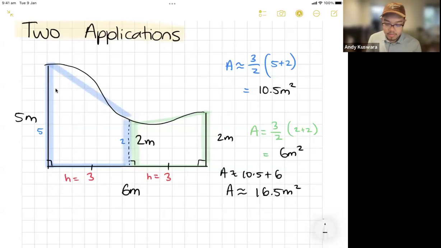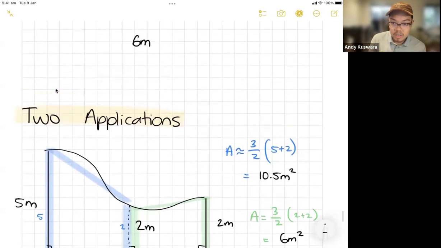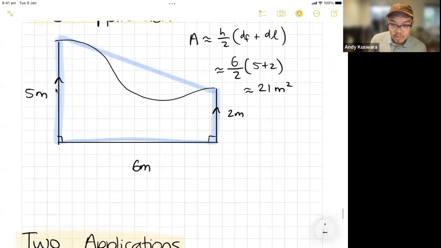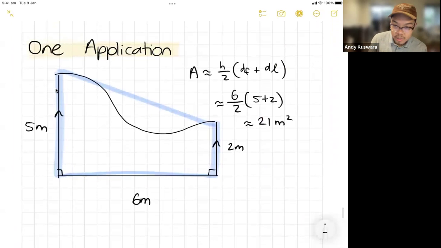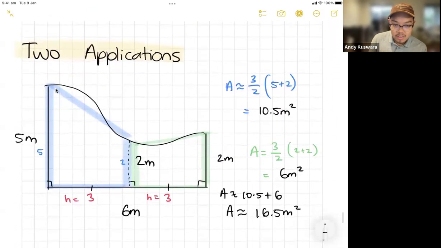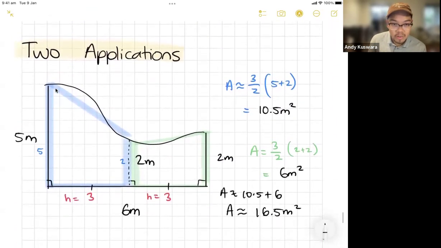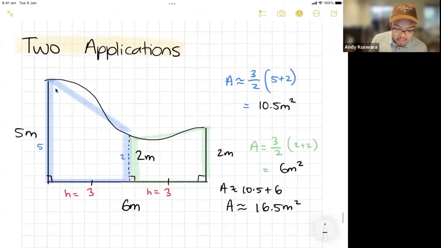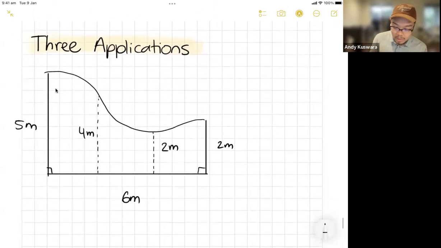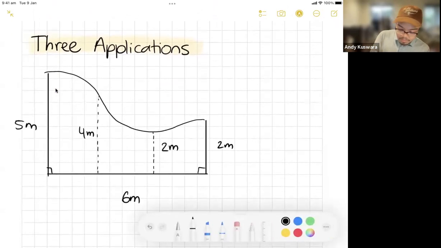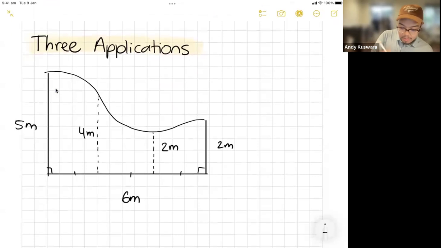Okay, so can you see how using two applications, I should theoretically get a little bit more accurate. This one was saying roughly 21. This one is saying here it's actually probably closer to 16.5. Okay, now just to make sure you've got the right idea, let's see what happens if we now break it into 3 applications. It's still the same shape, but now we've given a little bit more information.